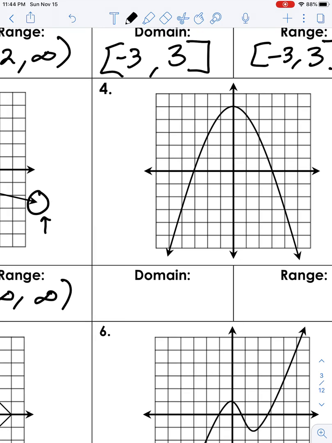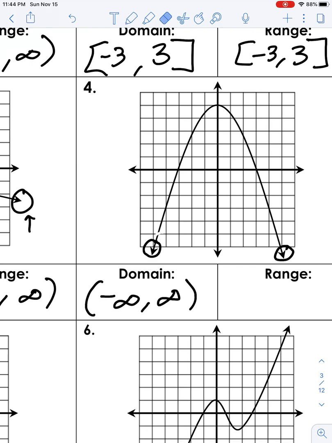Number 4. Okay, so domain. This arrow right here is going left. I understand it's going down, but it's also going left forever, so that would be negative infinity. This arrow right here is going down, but it's going right forever, so that would be positive infinity.